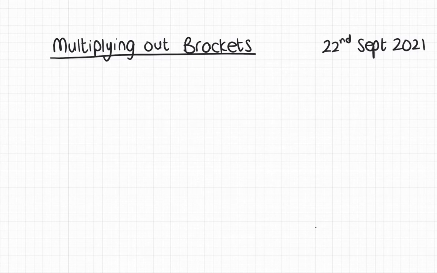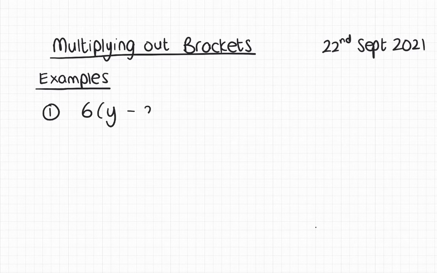Okay, in the lesson today then, we started by doing some examples and just looking at how we multiply out some brackets. So we just look through a couple of quick examples. The first one we did was if I had something like 6 times (y minus 2), how would I multiply out those brackets? And we said we would do 6 times y, which is 6y, and then 6 times the minus 2, which is minus 12. And once we'd done that one, we moved on to a slightly harder one.